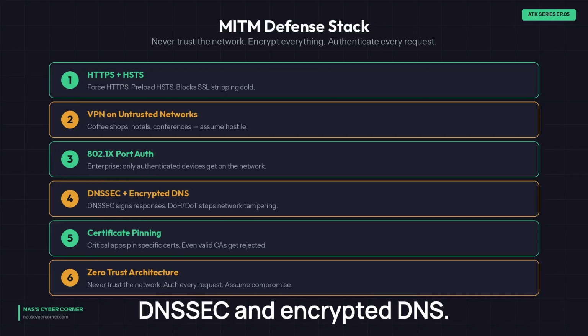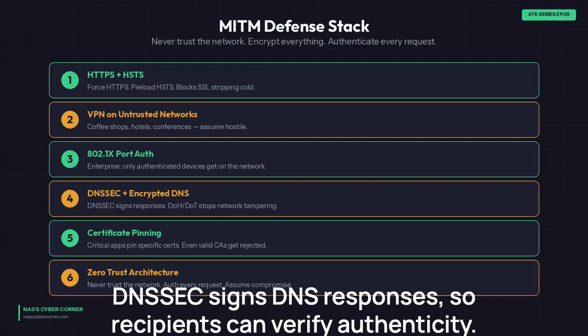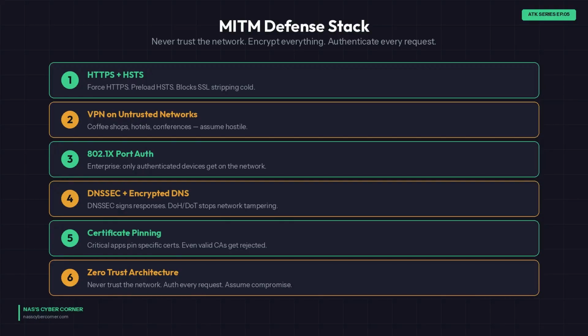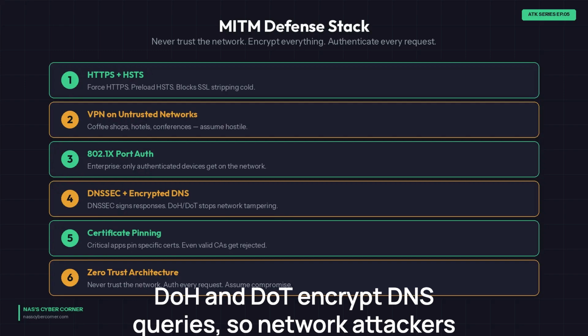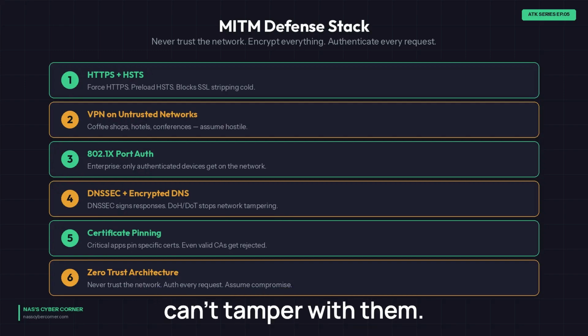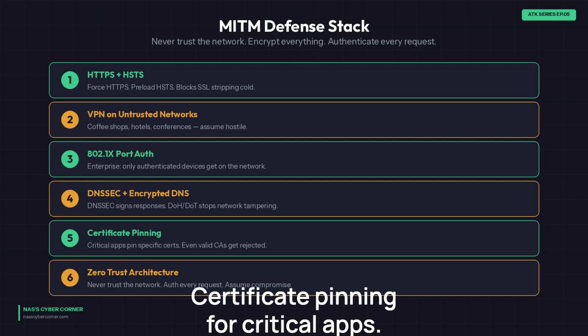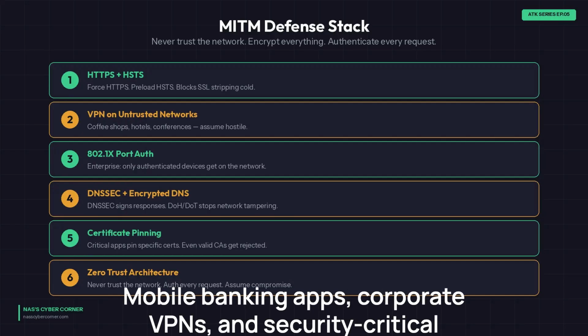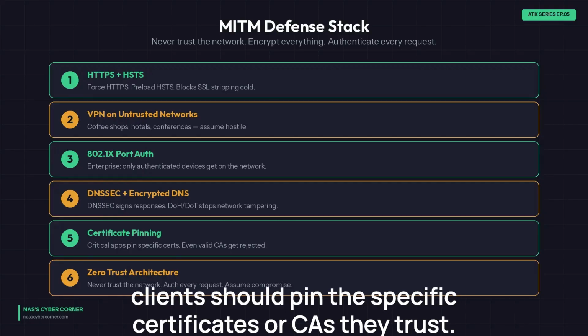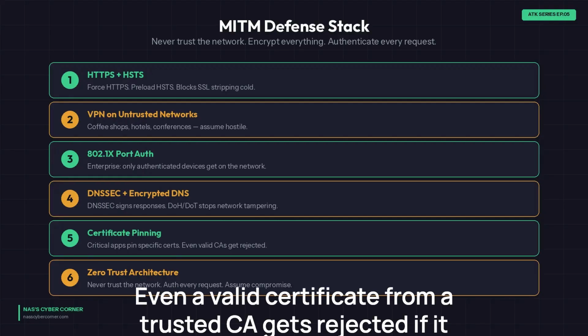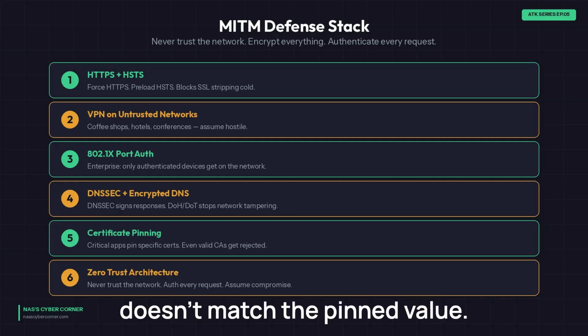DNSSEC and encrypted DNS. DNSSEC signs DNS responses so recipients can verify authenticity. DoH and DoT encrypt DNS queries so network attackers can't tamper with them. Deploy both where you can. Certificate pinning for critical apps. Mobile banking apps, corporate VPNs, and security-critical clients should pin the specific certificate or CA. Even a valid certificate from a trusted CA gets rejected if it doesn't match the pinned value.